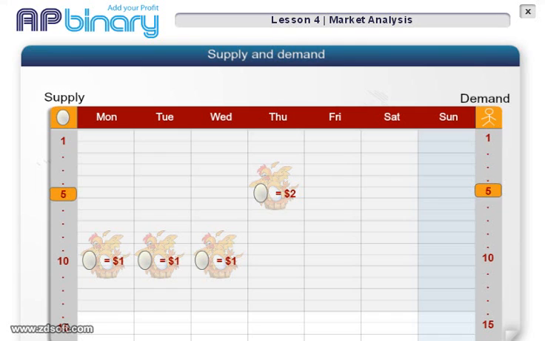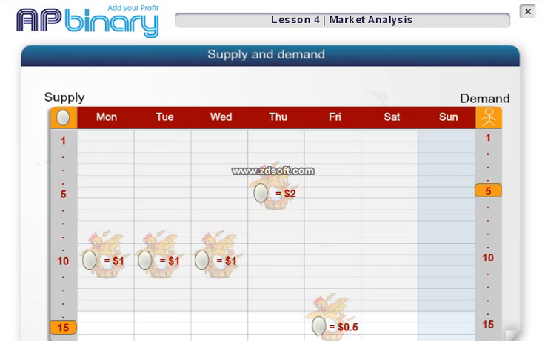Let's say that one day the chickens decided to lay 15 eggs. Now, the supply has increased, but the demand remains the same. In order to be able to sell all the eggs, the seller must lower the price of the eggs. In other words, the supply increased, causing a decrease in the value of the eggs.